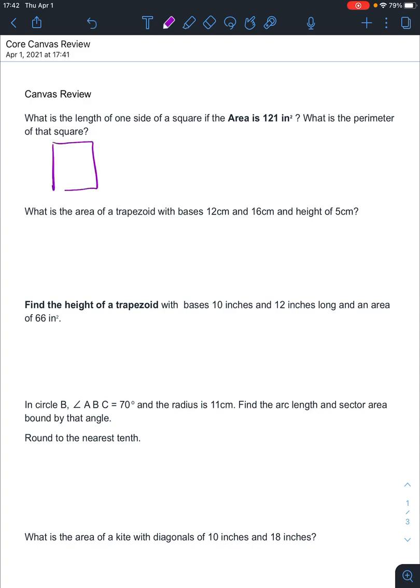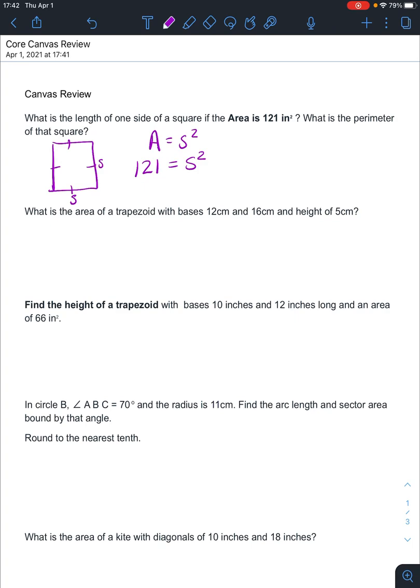So the first question, what is the length of one side of a square? So we know we have a square. I always like to draw a picture, and squares have all four sides equal. If the area of a square is 121, and it's in your notes, it's not on your formula chart, that the area of a square is side squared. So we know that the area, always write the formula, then plug in the numbers that you have. So we have 121 is equal to s squared.